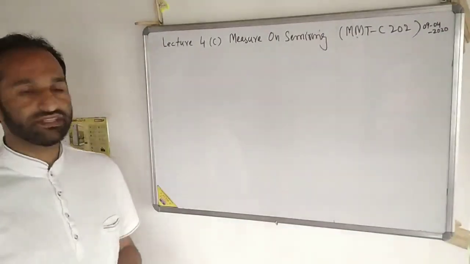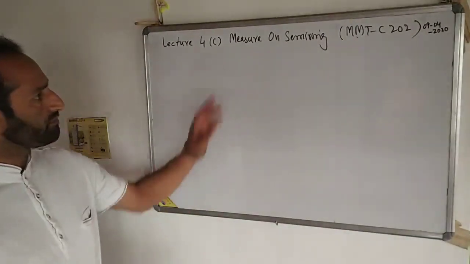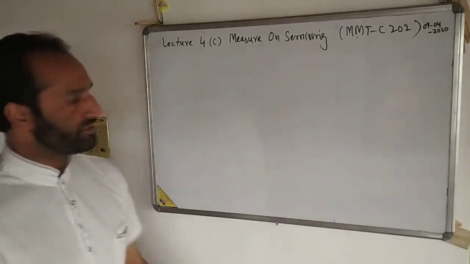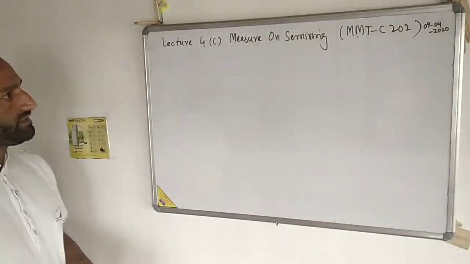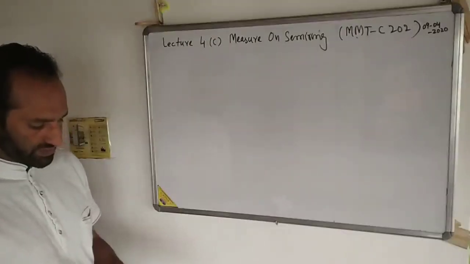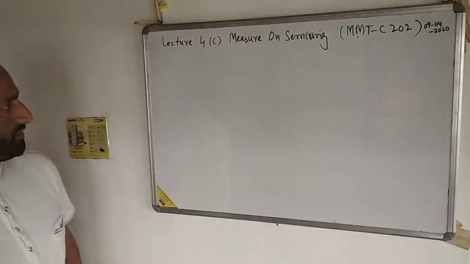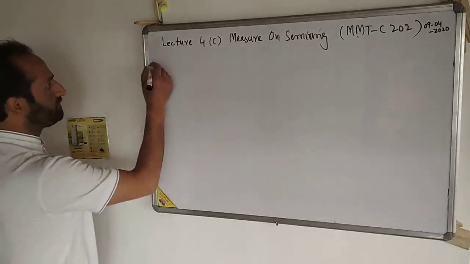This is part three of lecture 4, Measure on Semiring, with course code MMTC 202. In this lecture, we give the necessary and sufficient condition for a semiring to be a measure. So we have the following theorem.